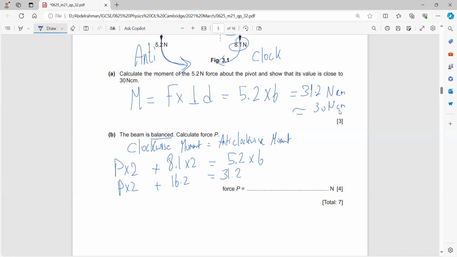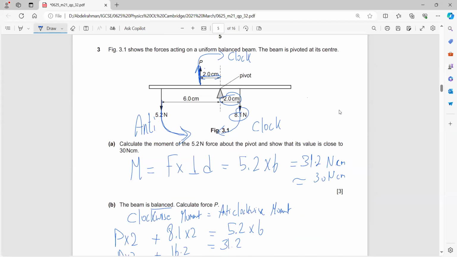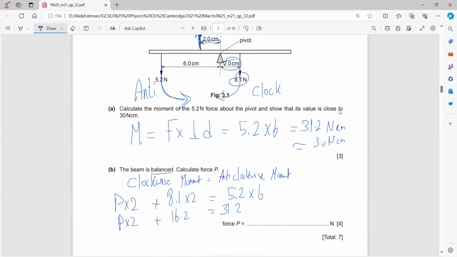How did we calculate the P times 2? P, the force, times the distance to the pivot. We want to find P.